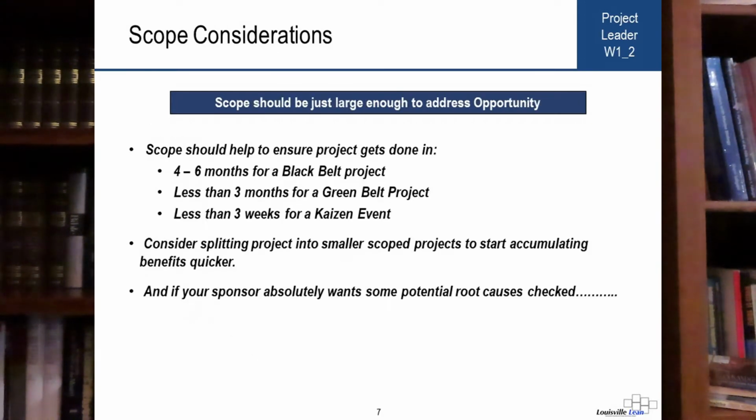But we also have to have it big enough to address the problem. So we might want to consider splitting a project. If we have a big business case that we want to get, there may be multiple Y's, outputs that we need to fix. Consider splitting that into a smaller group of projects. But again, ultimately, the process owner decides on how big it is. And at this point in the project, this should be the process owner saying what's involved in the project.